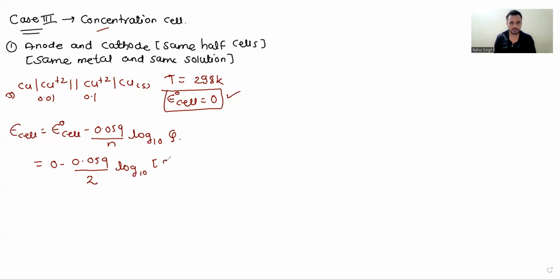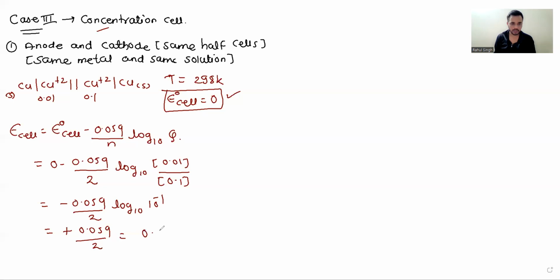Concentration is what? First one is 0.01 divided by 0.1. So here we get minus 0.059 divided by 2, and this will be nothing but log to the base 10 of 10 to the power minus 1. Minus 1 will shift to the front side, and here we get 0.059 divided by 2. So this will be the answer, that is 0.0295 volt. This will be our answer over here for concentration cell.